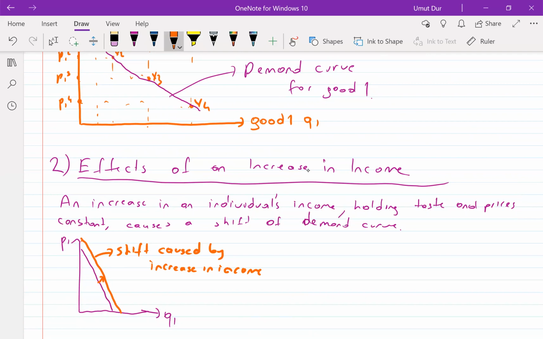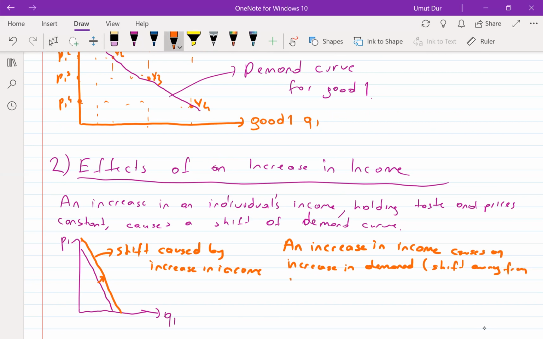So basically, what we say here is an increase in income causes an increase in demand, which is a shift away from the origin, if the good is normal.